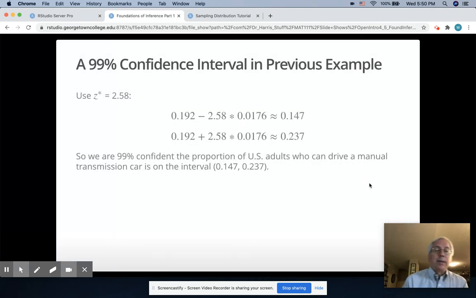So let's compute a 99% confidence interval for our manual transmission example. Our sample proportion was 0.192. Our standard error was 0.0176. Our new value of z star for a 99% confidence interval is 2.58. When we do the calculation, we multiply 0.0176 by 2.58. We subtract it from 0.192. We add it to 0.192. We get 0.147 and 0.237 respectively. So we would say that we're 99% confident that the proportion of US adults who can drive a manual transmission car is somewhere on the interval between 0.147 and 0.237.